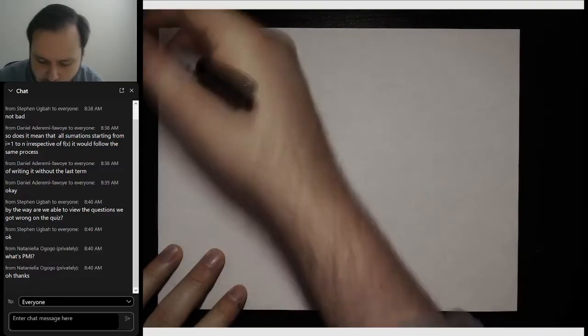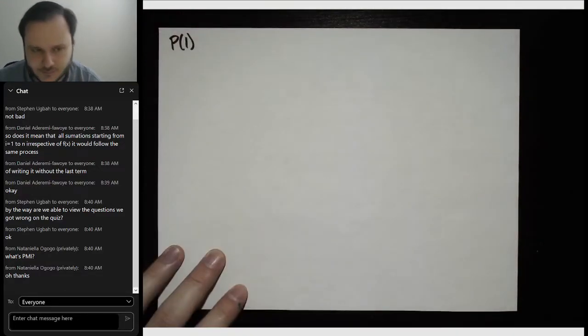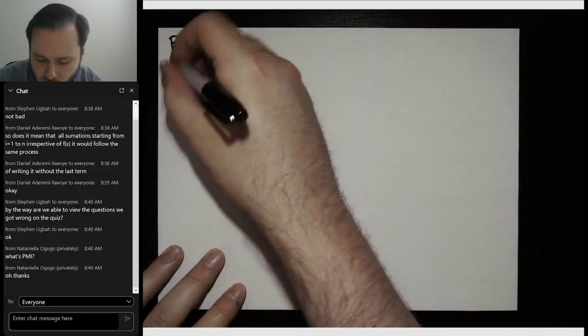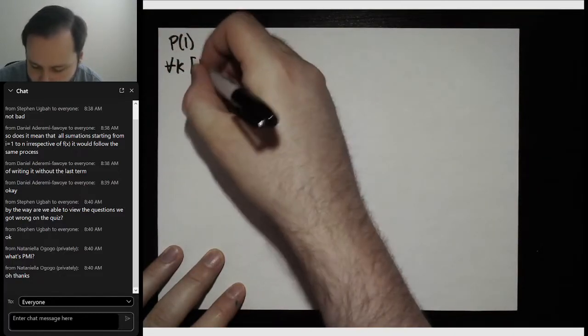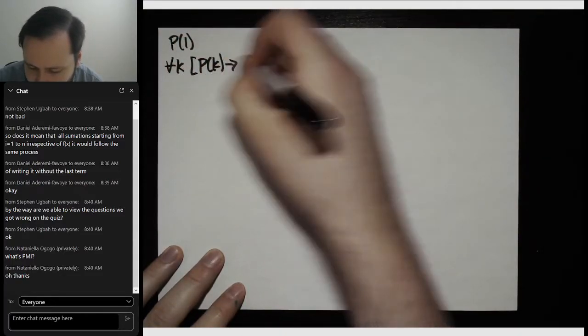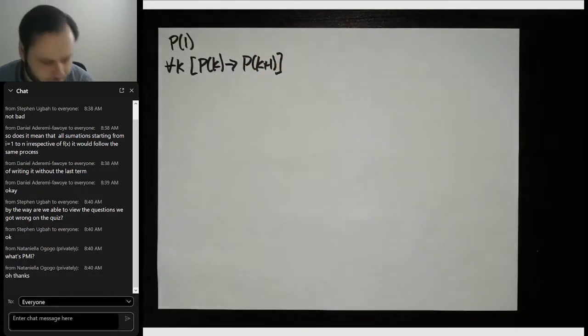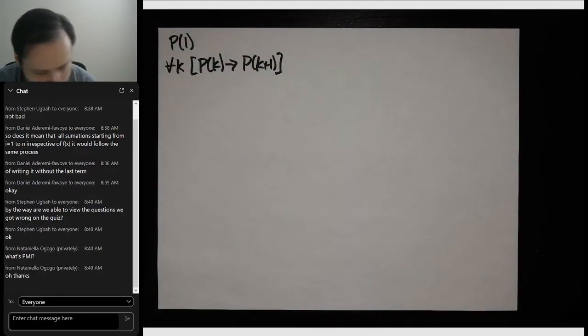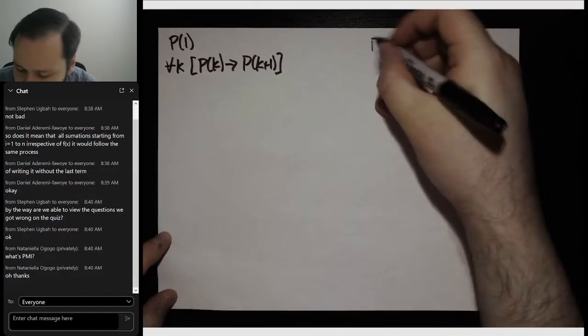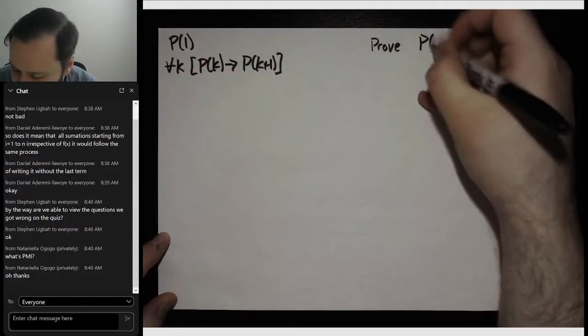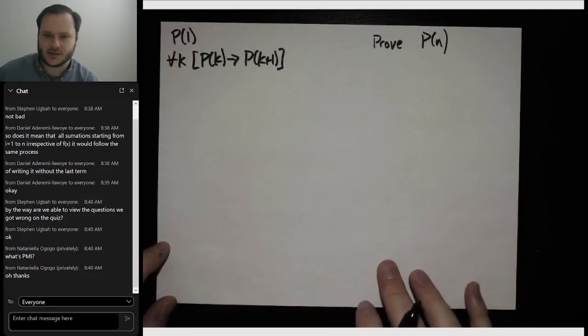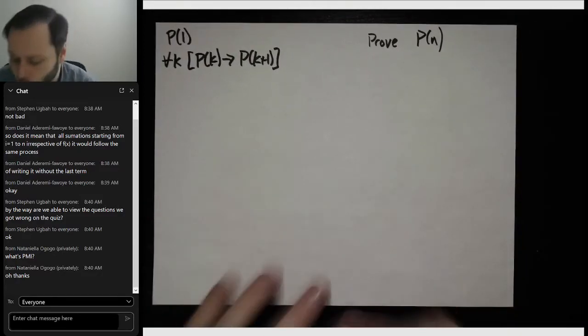So what do we get? If we've proven something by induction, we know P of 1 is true, and we know for all k, P of k implies P of k plus 1. Okay. So what does that mean? Well, let's say we wanted to prove P of n. I want an argument that shows me P of n is true.